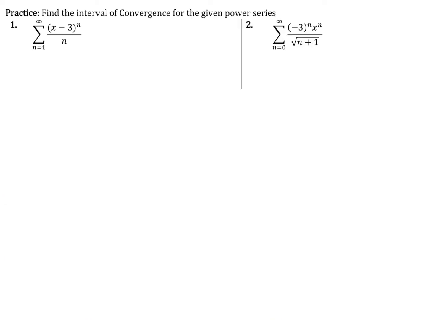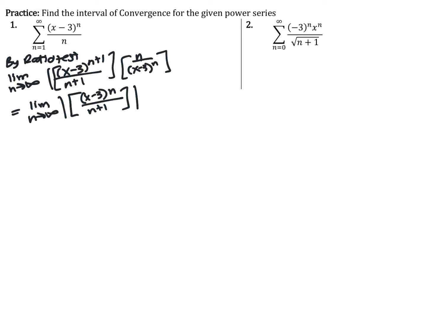Okay, step 1, perform the ratio test. So go ahead and pause the video and walk through the ratio test on number 1. So here, after we perform the ratio test, this is going to simplify down to, as n goes to infinity, 1 times the absolute value of x minus 3. We need that to be less than 1 in order for this to converge.